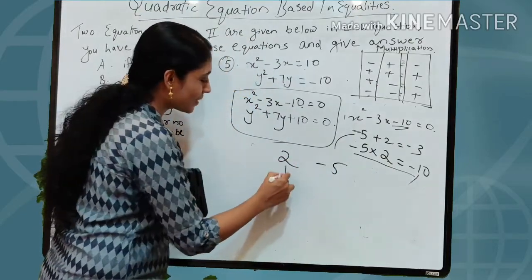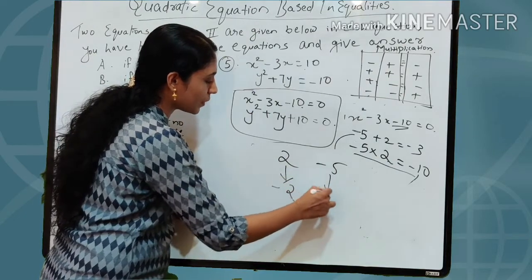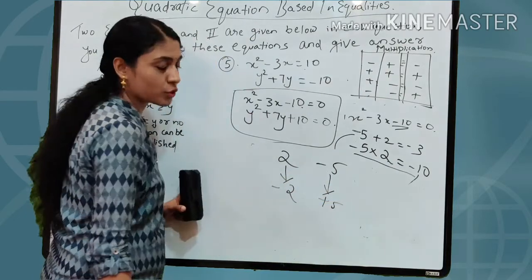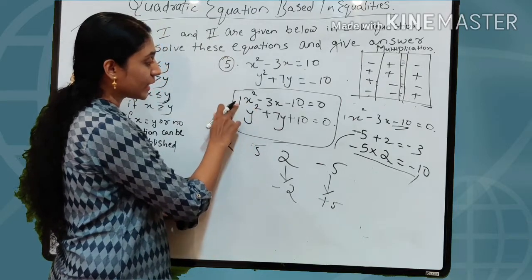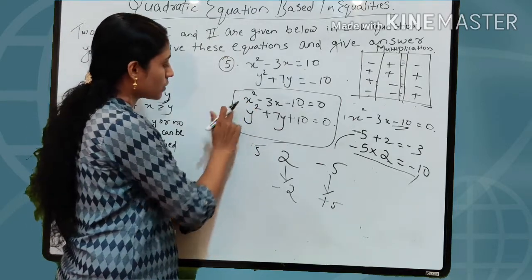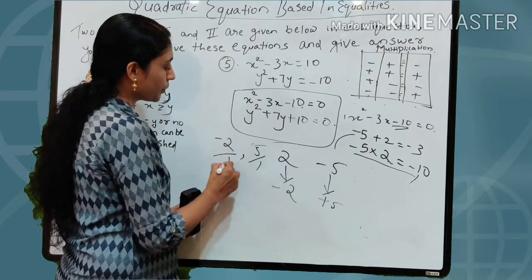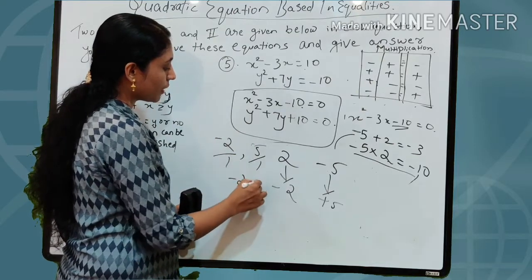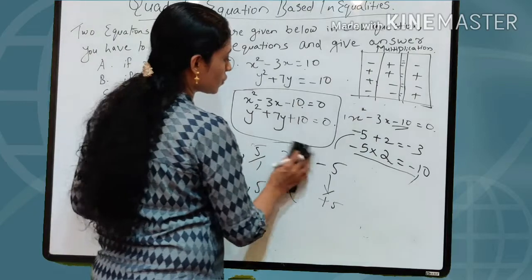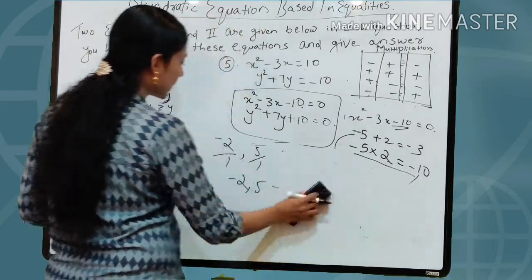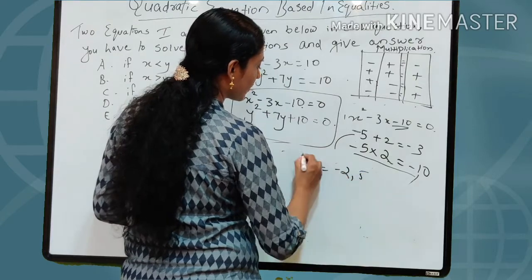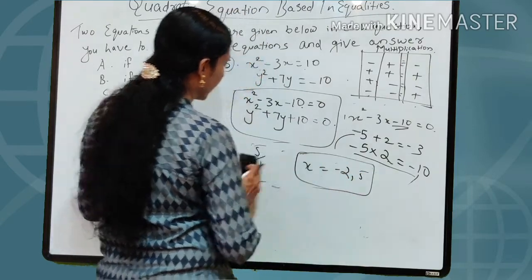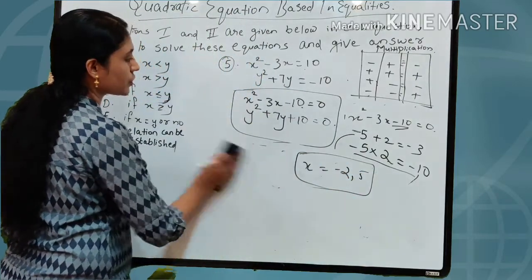Taking opposite signs, plus 2 becomes minus 2 and minus 5 becomes plus 5. So the required numbers are minus 2 and 5. Dividing it with the x square term, the x square term is 1. So by 1, by 1. Minus 2 by 1 it is minus 2. 5 by 1 it is 5. So we got the values of x as minus 2 and 5, right? Now we can solve for y. Understood?